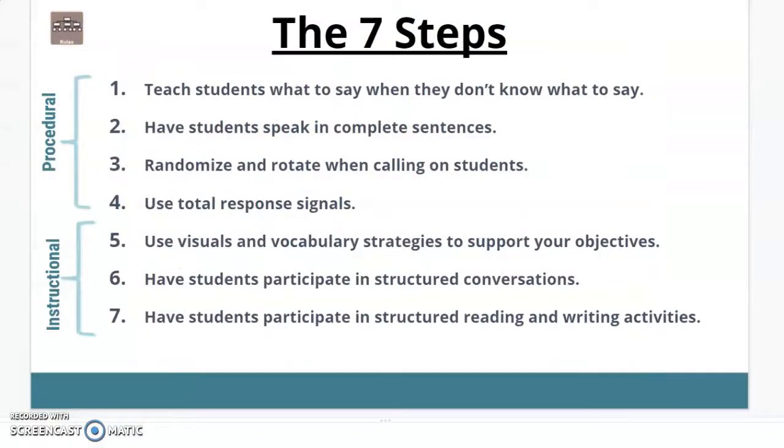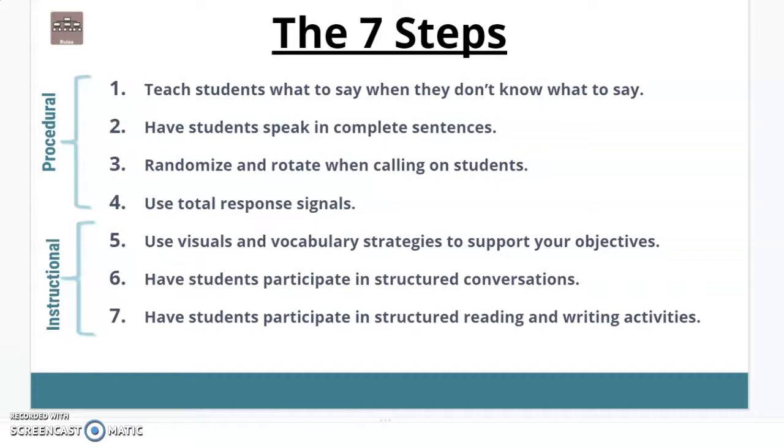Of the 7 steps, there are 4 of them that are procedurals. It means that this is something that you are going to be doing pretty much every day throughout every subject in your class. Step 1: teach students what to say when they don't know what to say. Step 2: have students speak in complete sentences. Randomize and rotate. Use total response signals. Teachers, you already do similar things like this, but let's give it a name and let's give it a process so that you can say, yep, I know exactly what these are.